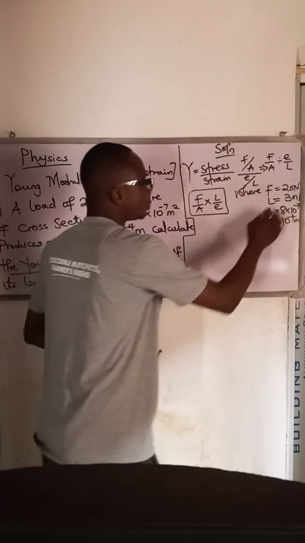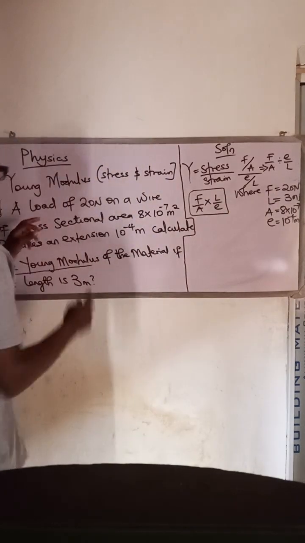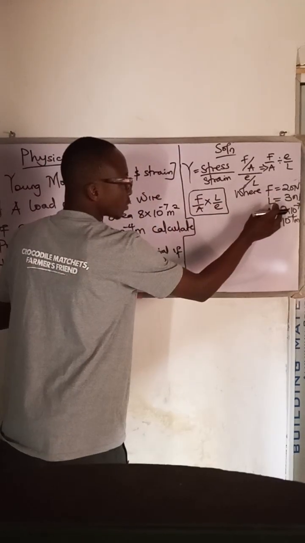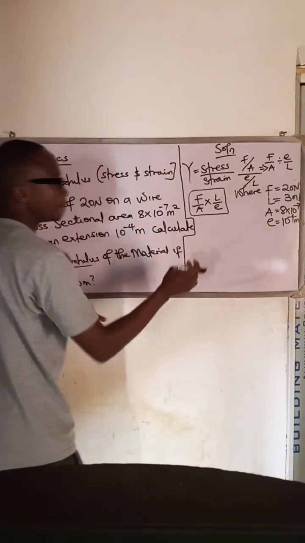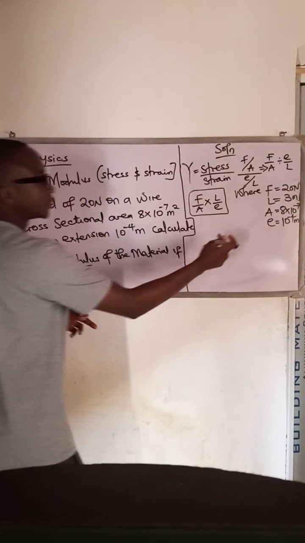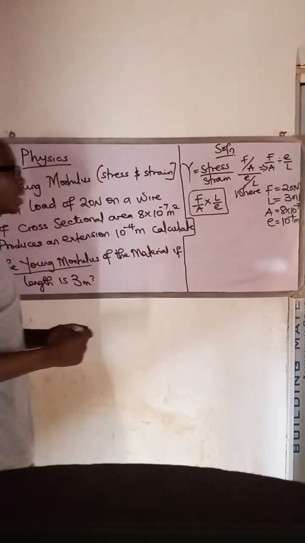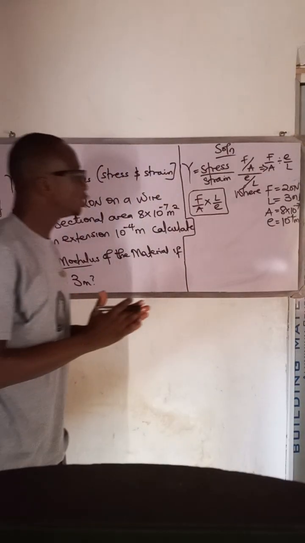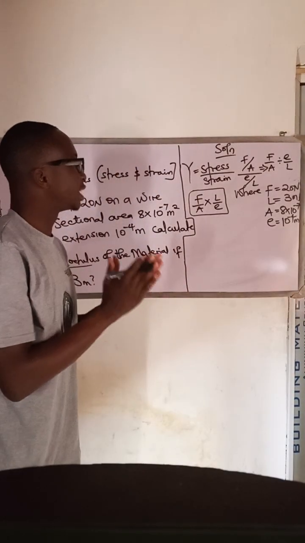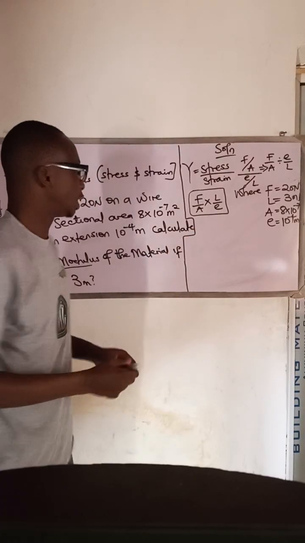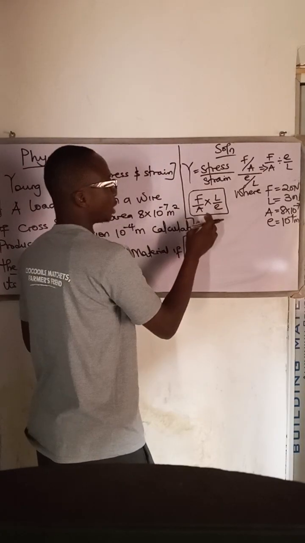Right? Now, the force from the question, we're given a load of 20 Newton, we're given the length of 3 meter, we're given the area of 8 times 10 raised to the power of minus 7 meter square, and we're given the extension to be 10 raised to the power of minus 4 meters. We are not doing any conversion here. All of them are given to us in their standard units. Alright? So we just use this formula.